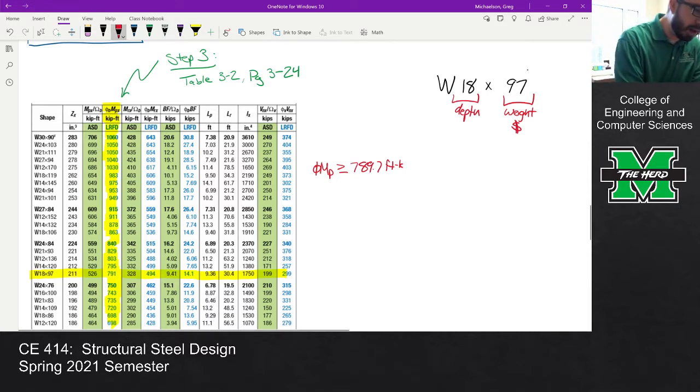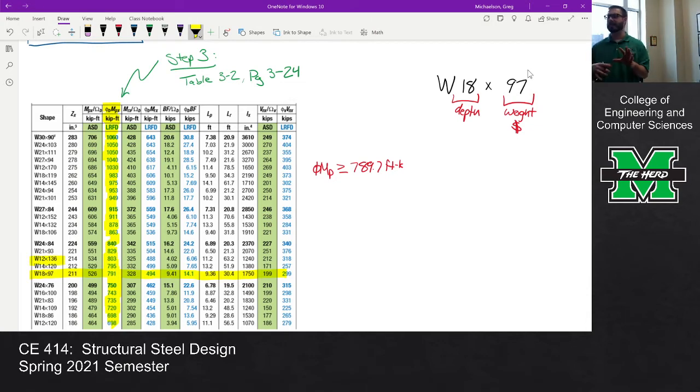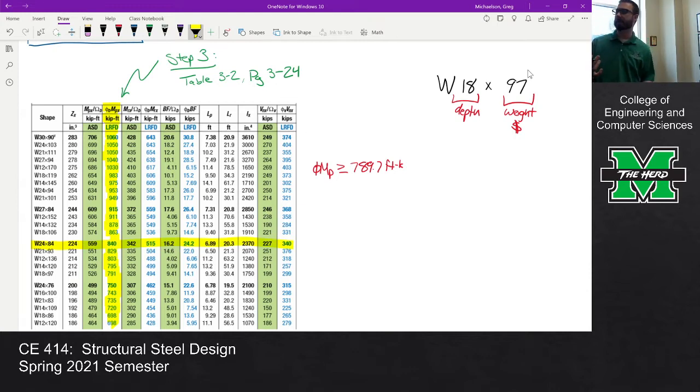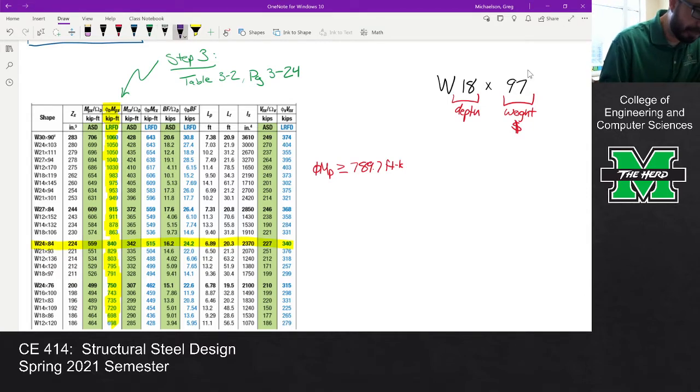Now, I think one of the other answers we might have gotten was this one, and I don't remember who said that, but you might have been confusing the depth versus the weight. That middle section is the shallow one within that group, but it's also the heaviest, right? The answer that we want, however, is this one, because within that group, that is the lightest. There aren't any architectural limits on the problem, so we're going off of the lightest. So we say try a W24 by 84.